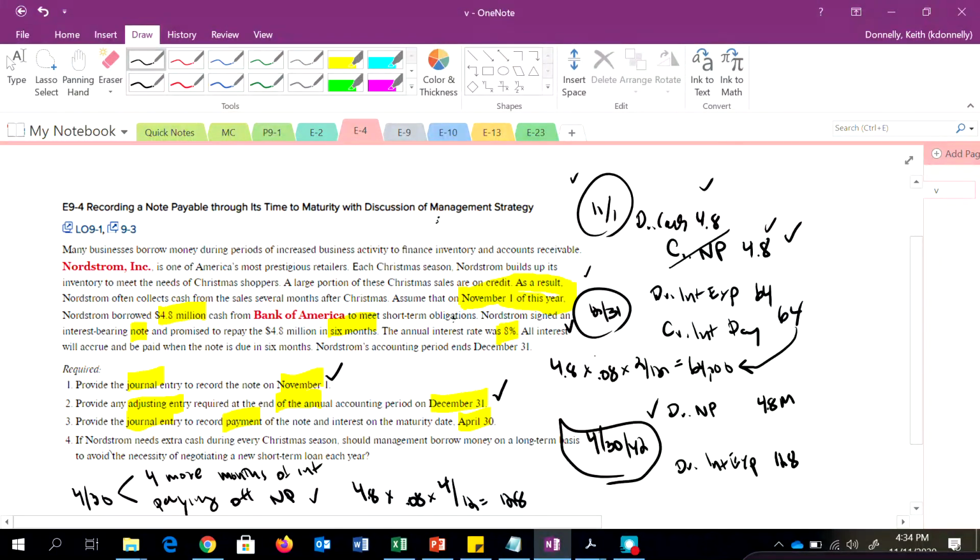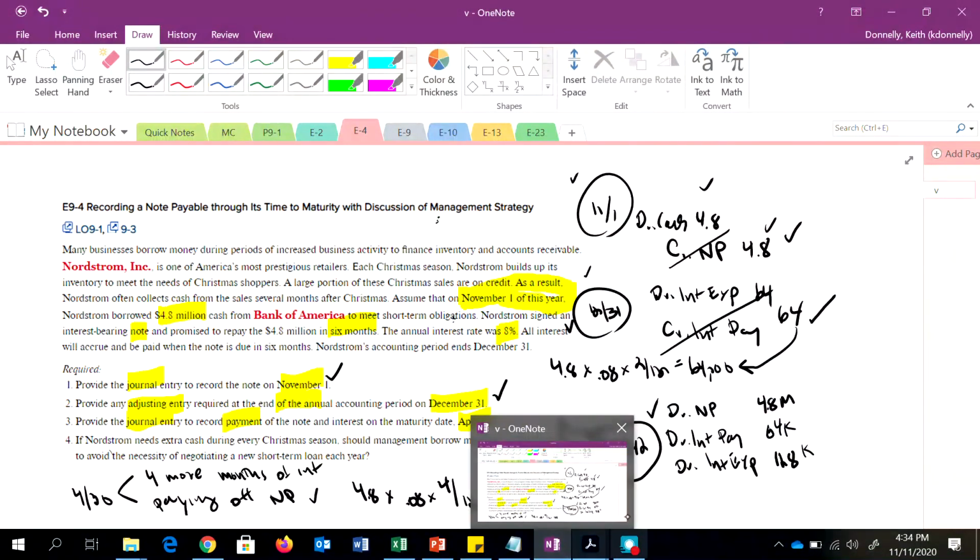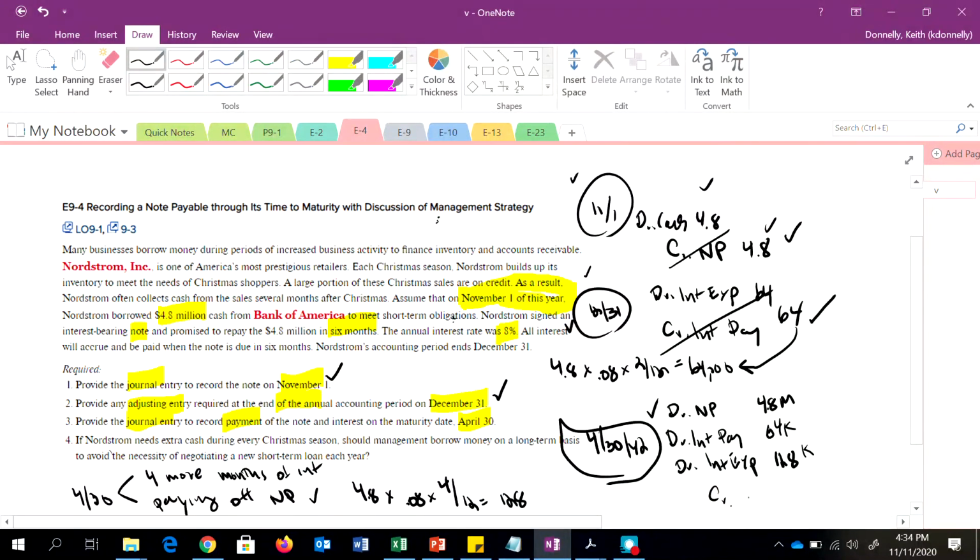Likewise, in this journal entry up here, we teed up a payable, 64,000. Now we're getting rid of it. We're going to debit interest payable for 64K. What all of this means is at the end of the day, you're going to pay cash of 4,992,000. So in other words, you borrowed 4.8 million.